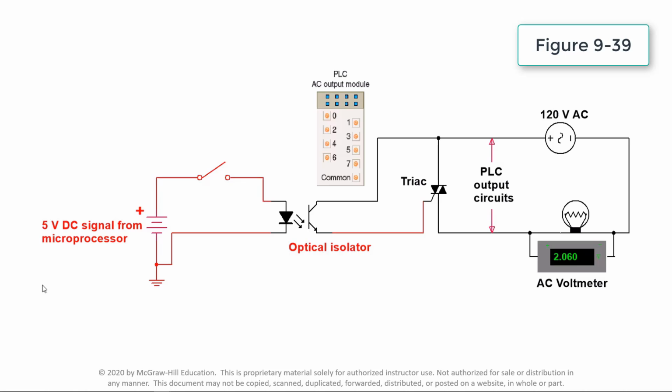When the processor calls for the lamp to be on, a small voltage is applied across the LED of the optical isolator. The LED emits light, which switches the phototransistor into conduction. This in turn switches the triac into conduction to turn on the lamp.